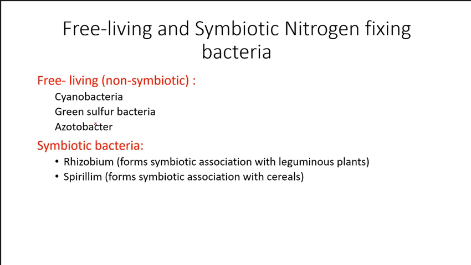Now we have to study that there are some bacteria which form symbiotic association with plants to fix nitrogen, and there are other kinds of bacteria which do not need any association to fix nitrogen. These are free living bacteria: cyanobacteria, also known as blue-green algae, which fix nitrogen without any association with other plants, green sulfur bacteria, and azotobacter. And there are symbiotic bacteria like rhizobium, which forms symbiotic association with leguminous plants, and spirillum, which forms association with cereals.